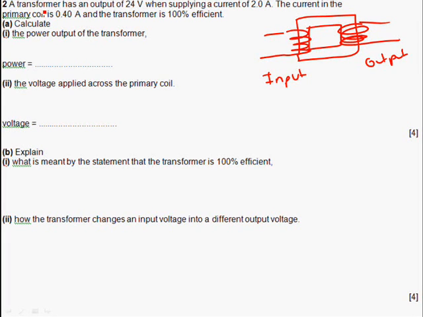Okay, well if you read the question carefully, it tells you the output voltage of the transformer and the current that's coming out of the transformer. Power is simply voltage times current. P is equal to VI. So I just need to put the numbers in. 24 times 2.